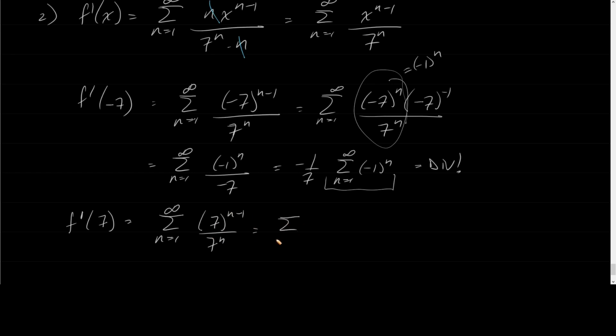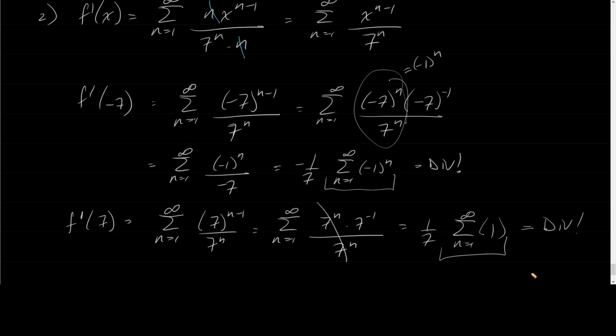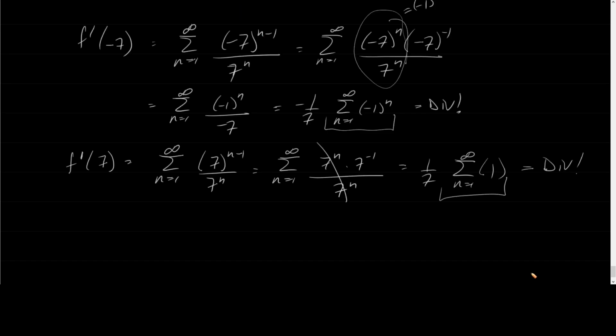This is going to give us the series from n equals 1 to infinity. This is really 7 to the n times 7 to the -1 over 7 to the n. These 7 to the n's cancel out, so I have the series of 1/7. So I'm going to put that 1/7 on the outside. So 1/7 times the summation from n equals 1 to infinity of 1. This also diverges. That's a series that's just adding 1 forever. That's divergent. And this tells us that it was divergent at both endpoints.